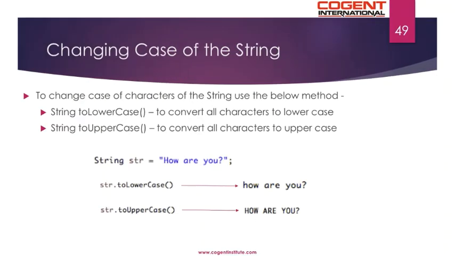Changing case of the string. To change the case of characters of the string, we can use the below methods, toLowerCase and toUpperCase, which return a string. toLowerCase converts all characters to lowercase and toUpperCase converts all characters to uppercase. In this example, we have string str which is assigned "how are you?" literal. When toLowerCase is invoked on the str object, it results in "how are you?" in all lowercase. And when the toUpperCase method is invoked on the str object, it results in "how are you?" in all uppercase.